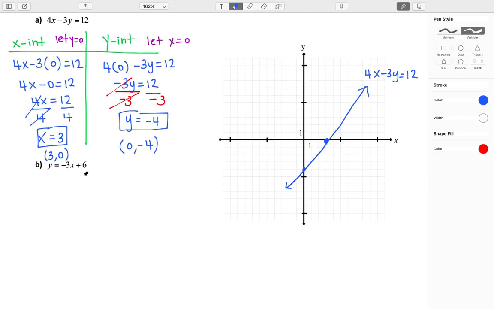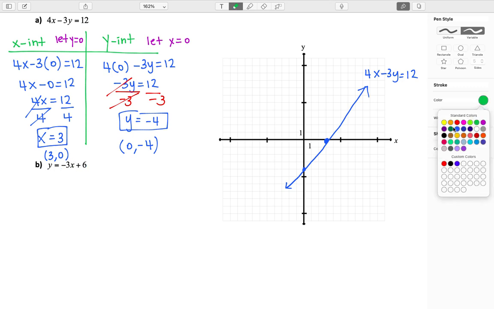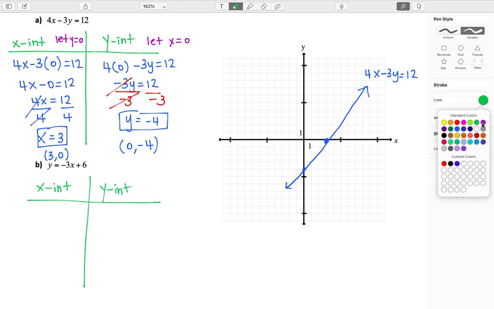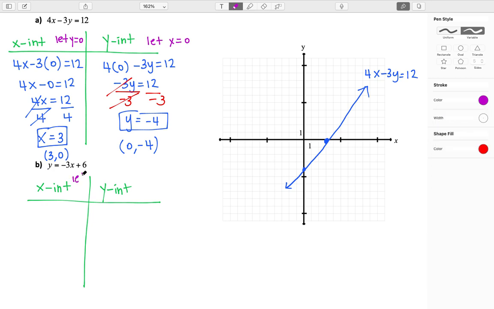What about letter B? As you can see, letter B gives us the equation in slope y-intercept form. Just by looking at it, I know my y-intercept is 6 and my slope is negative 3. But we still want to use the intercept method. So again, let's make a table: x-intercept and y-intercept. To find the x-intercept, you always let y equal 0. And for the y-intercept, you let x equal 0.